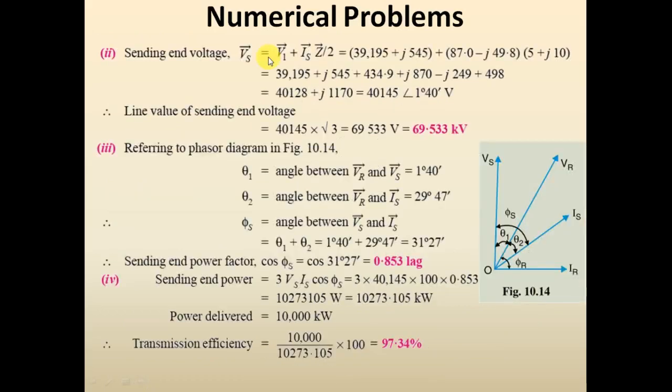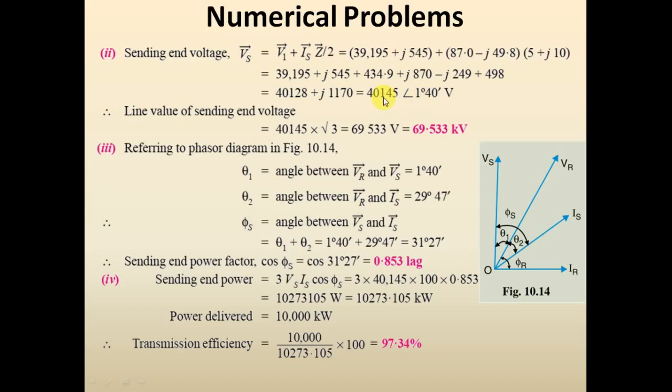Next, it is asked to find the value of sending end voltage. Sending end voltage can be determined by adding vector V1 and vector IS into Z by 2. Make suitable substitutions and you will be able to get the value of Vs as 40,145 angle 1 degree.